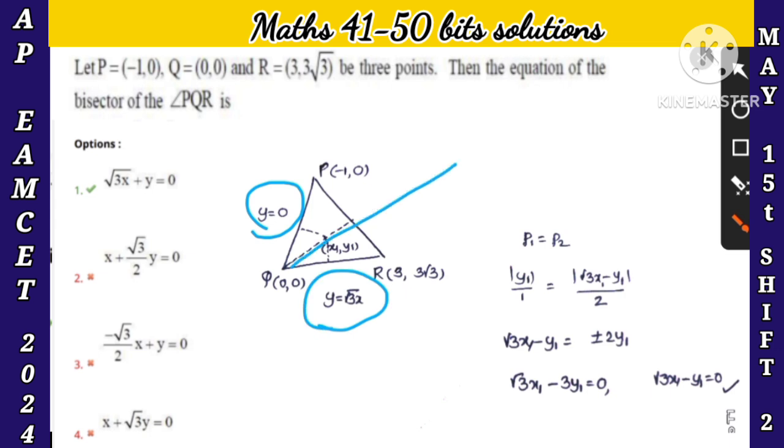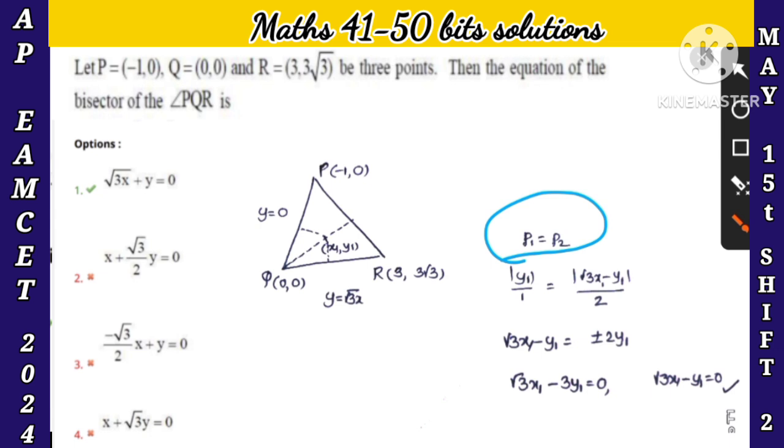We want the angular bisector of PQR. What is the definition of the angular bisector? This is the locus of all points equidistant from these two lines. Their distances are equal. That is, find the distance from (x1, y1) to the first line and from (x1, y1) to the second line, and equate the distances. So P1 is equal to P2. P1 is the perpendicular distance from the point to the first line, and P2 is the perpendicular distance from the point to the second line. The first line is y is equal to 0, so mod y1 by 1.